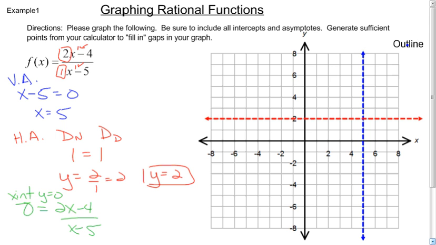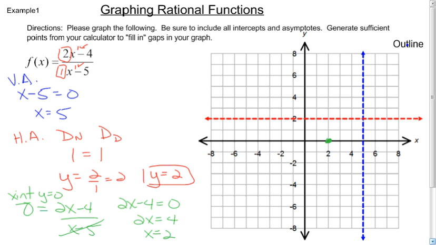So again, we have a fraction that equals 0, so who cares about the bottom? Because the only way that fraction can equal 0 is if the top is equal to 0. 2x minus 4 is 0. 2x equals 4. X equals 2. Now that's not the equation of a line, that is a point. So now I will go to x equals 2 and graph that point.